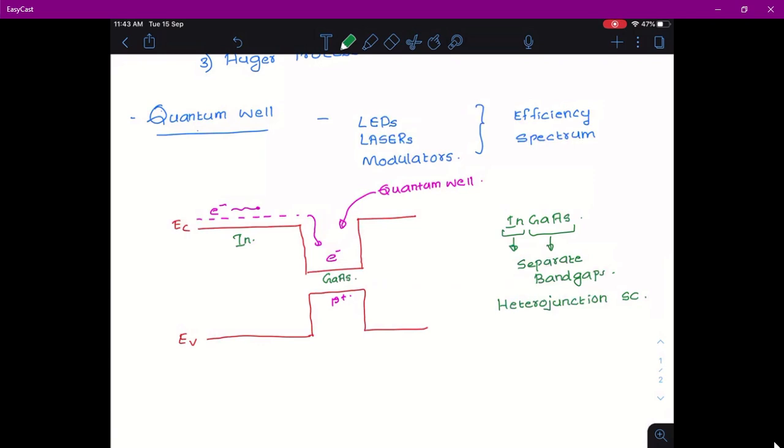And for gallium arsenide, the band gap is less. So when you draw the corresponding band diagram, you see that the gallium arsenide will produce something called the quantum well. So the quantum well is a property of a heterojunction semiconductor. Another example for a quantum well is silicon germanium, where germanium will produce the quantum well.